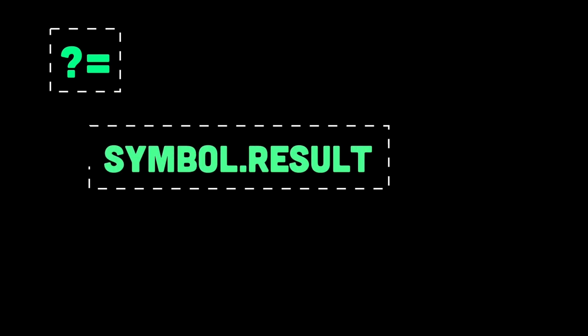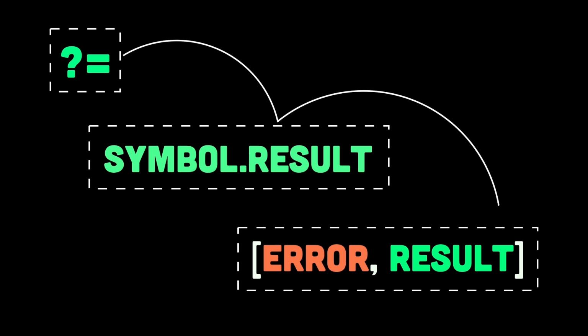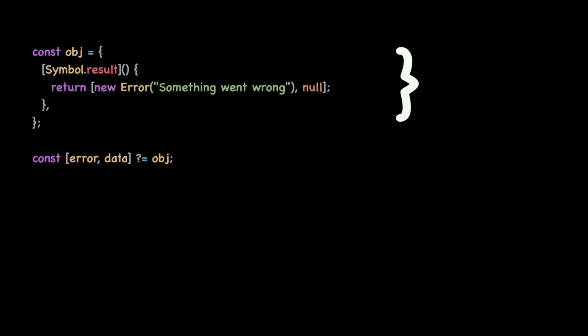Now the safe assignment operator also introduces something new called Symbol.result. This special method allows any object to return an error and a result in the same tuple format. So if you have custom objects or functions, they can also implement error handling using this method. Check out this example. This way, any object can use this new error handling mechanism.